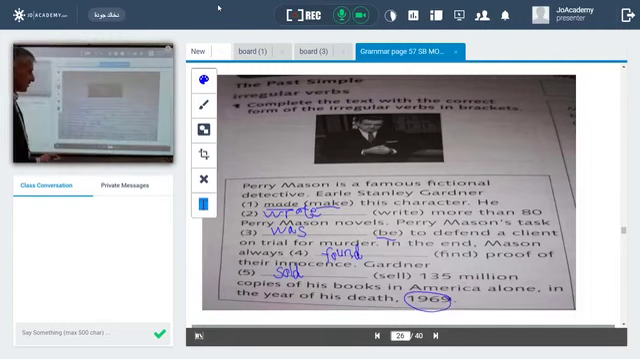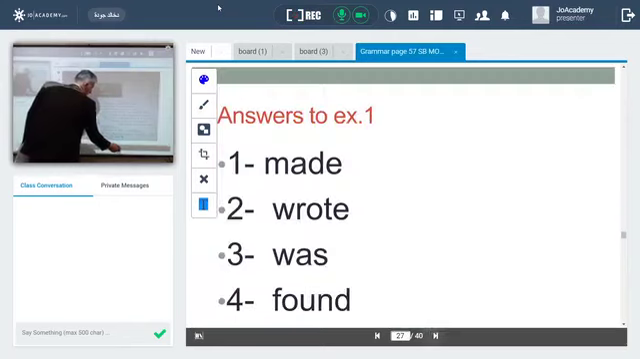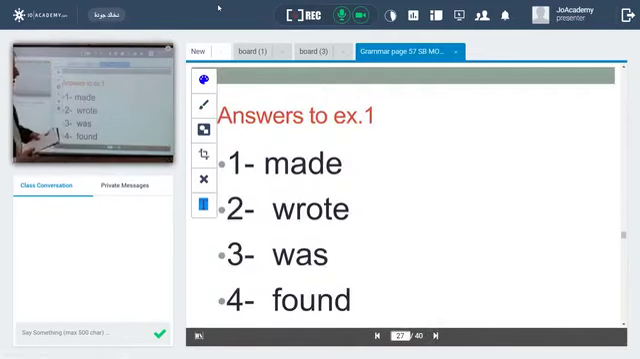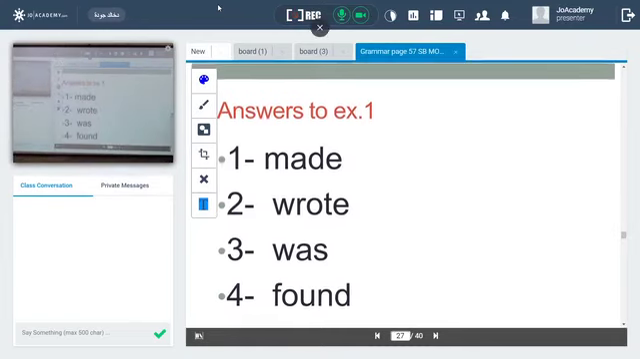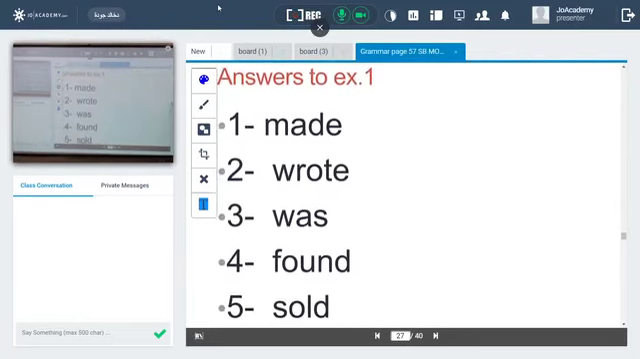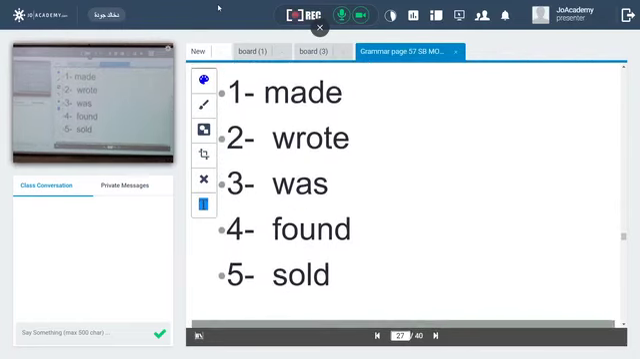Okay, so let's check our answers now. We have made, wrote, was, and found. These are the four, and still I think we have more. I think we have sold. So these are the verbs in the past: made, wrote, was, found, and sold. This is exercise number 1, page 47.